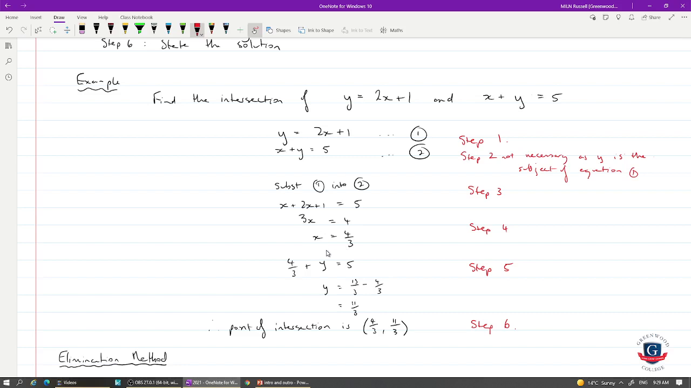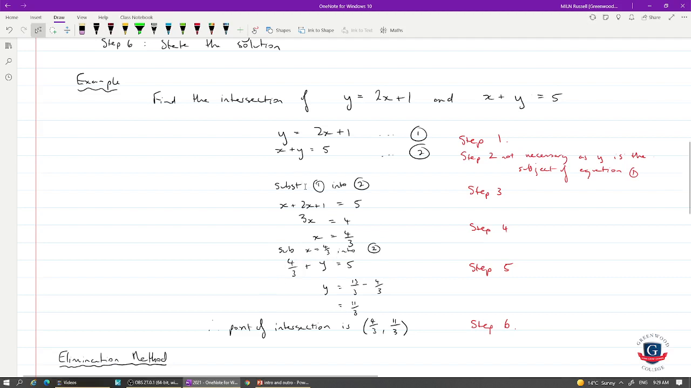Which takes us to step 5. Substitute x equals 4 on 3 back into one of these two equations. Which one did I use? I used the second equation. Probably in hindsight it would have been easier to use the first equation, but it doesn't really matter which one. So I should really state here what I'm going to do. So the missing step here would be substitute x equals 4 on 3 into 2. Always tell the marker what you're intending in case you make a mistake.